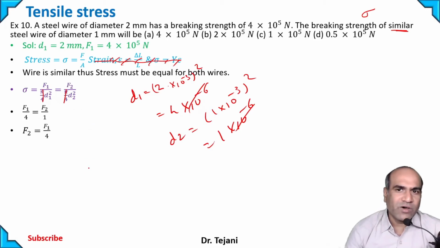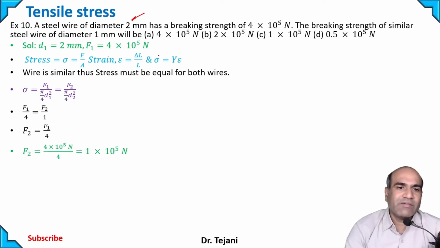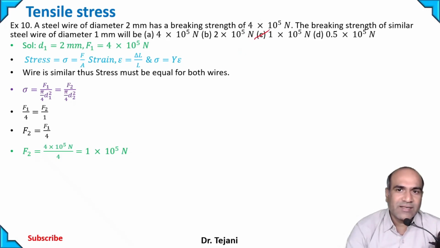F2 is equal to F1 by 4. You just need 1/4 load to break the same wire. If you take 2 millimeter wire, that means it is having four times the capacity. So just divide this capacity by 4. So it becomes 1 multiplied by 10 power 5 Newton. So the correct answer is C.